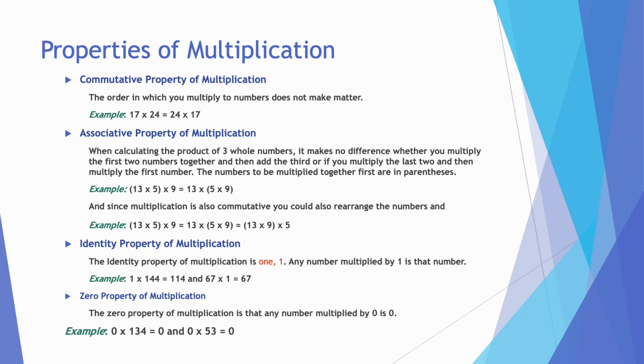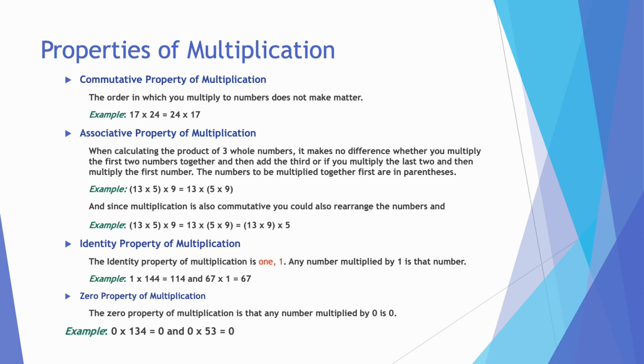The associative property of multiplication works the same way it does in addition. It makes no difference whether you multiply the first 2 numbers together and then multiply the third, or if you multiply the last 2 numbers and then multiply the first. Also, since it's commutative, you could also switch the numbers around and multiply the first number times the last number and then multiply it by the middle number. You get the same answer no matter which way you do it. And you notice that the numbers that you're going to multiply together first are in parentheses.